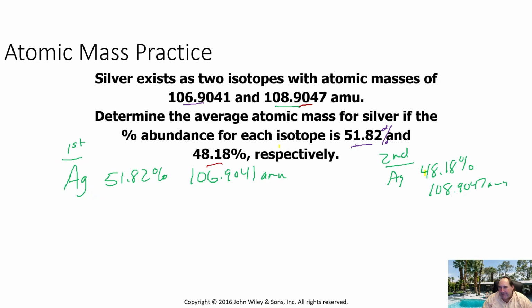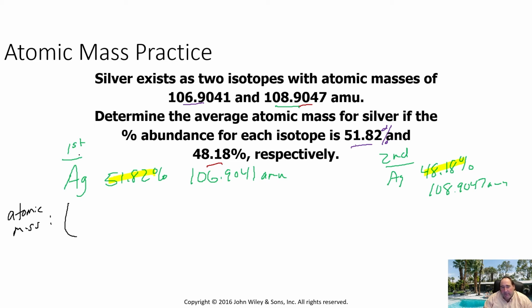Once again, we want to take a peek at our percentages. That's 48, about 52. So that's fairly close to 100%, so we're not really missing any isotope. So we can go and do our calculation here. All right, so we'll do our atomic mass here.